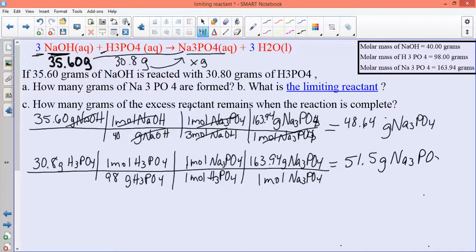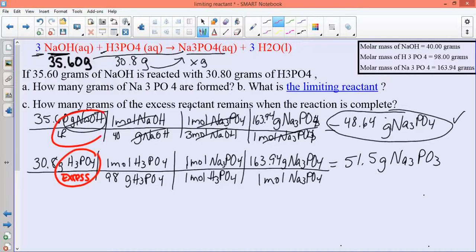So 48.6 is less than 51.5. Therefore, this is the amount of sodium phosphate that is made, and sodium hydroxide is my limiting reactant. If sodium hydroxide is my limiting reactant, then phosphoric acid is my excess reactant. So we know what the excess and the limiting reactant are. So we have our answer to A and B. The limiting reactant is sodium hydroxide, and 48.64 grams of sodium phosphate are made.